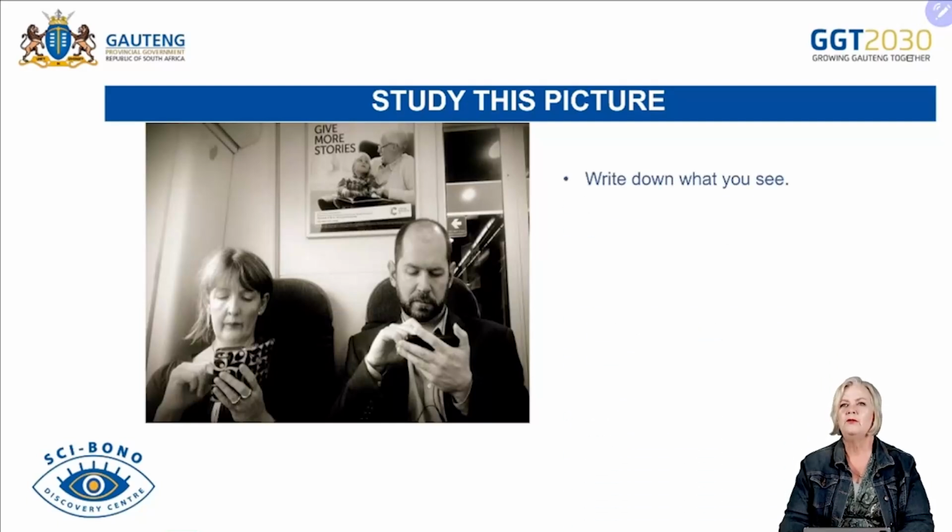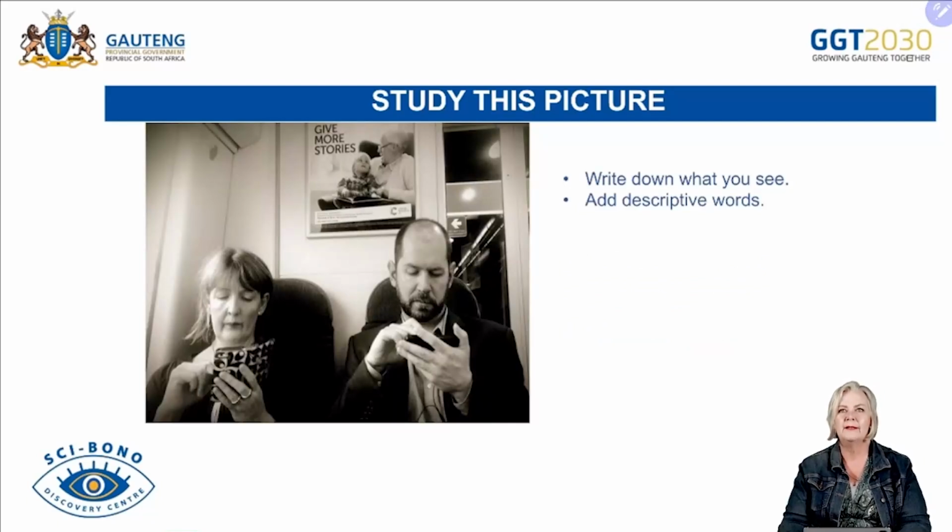I want you, in your moment of brainstorming, to write down what you see. Just write down a male figure, female figure. They have cell phones. They're sitting on upright chairs. They're leaning against a wall. The walls are white. Basic things. And then I want you to add descriptive words. And when we look at descriptive words, especially focus on the characters, because they're the important ones.